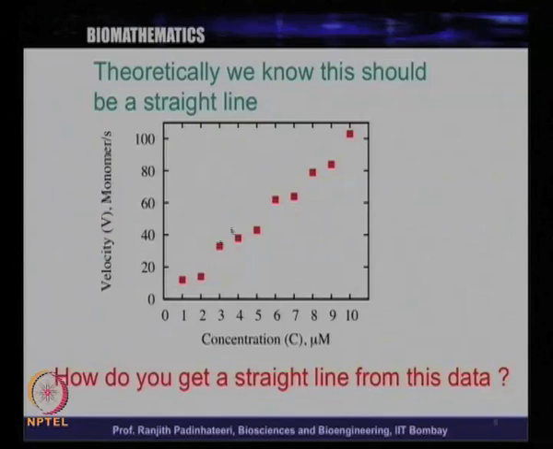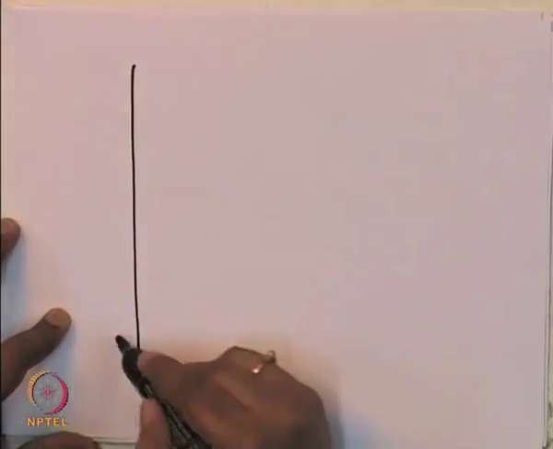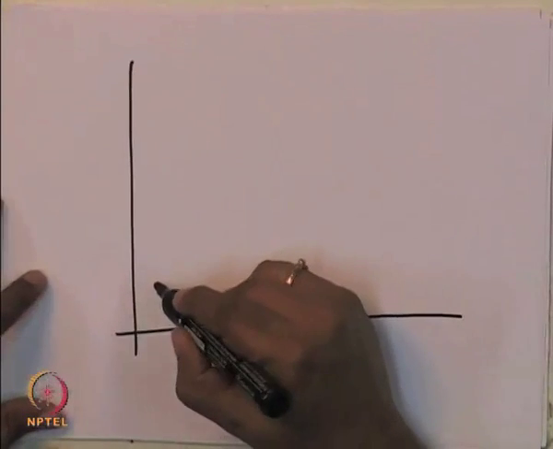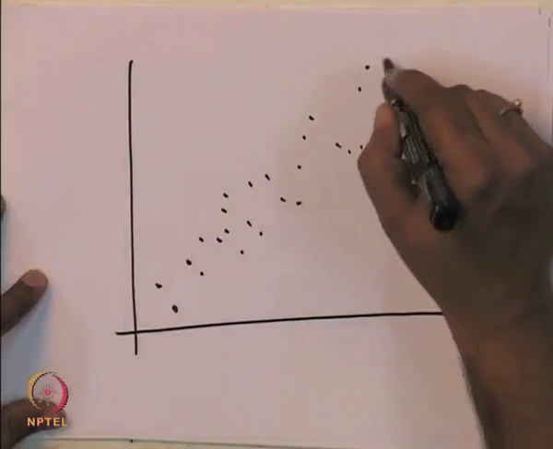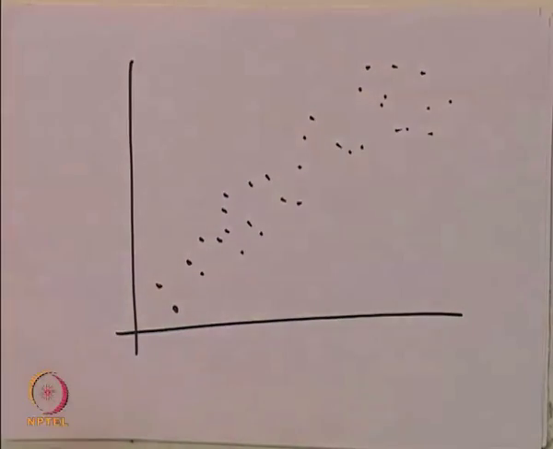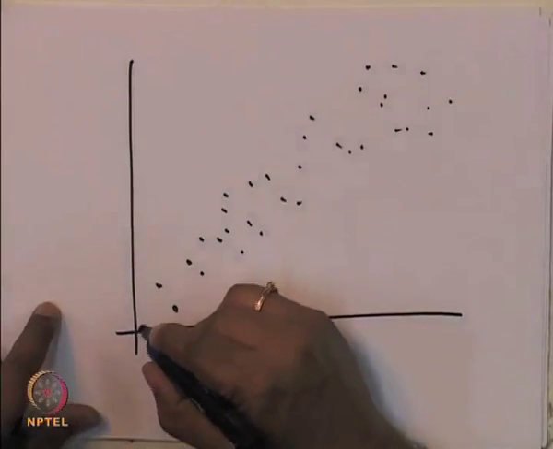So, we have this particular data and we know that this should be a straight line, but how do you get a straight line from this data? What we have now is just data points. If we have such data points, how do we get a straight line from this? Essentially what we have are experimental data points here and there. Now, from this we have to get a nice straight line.